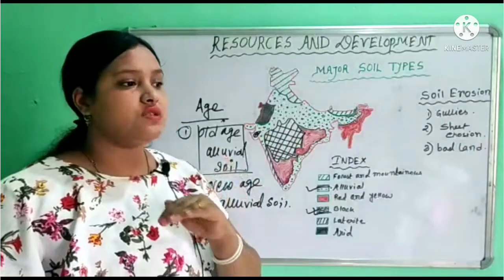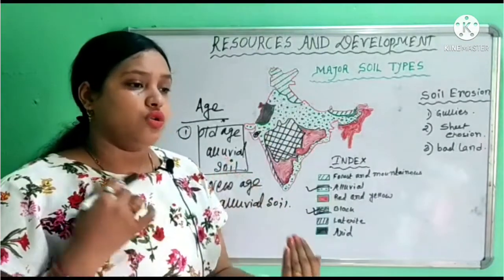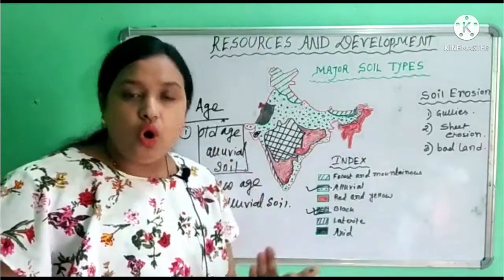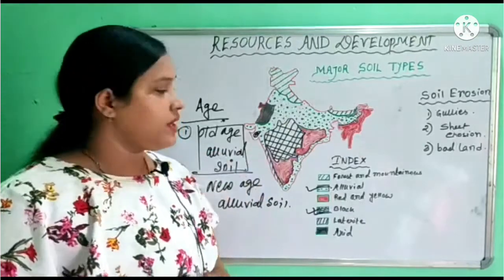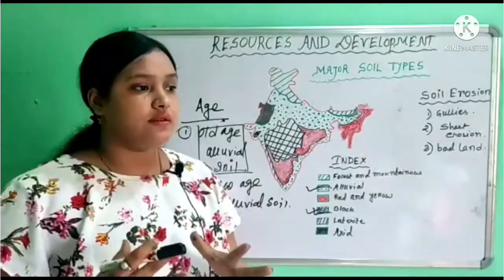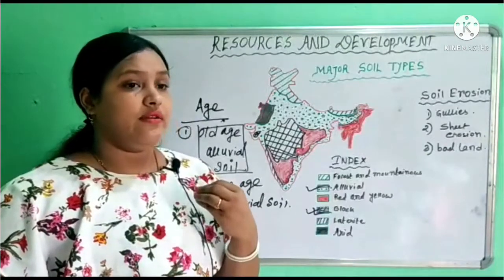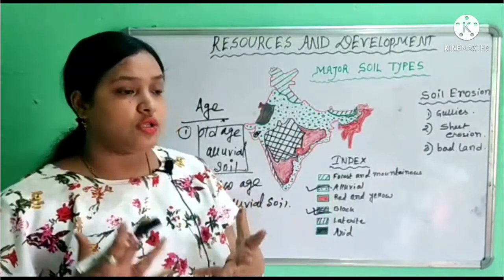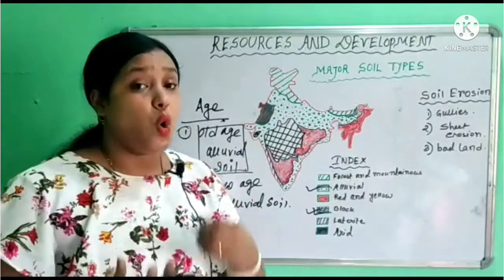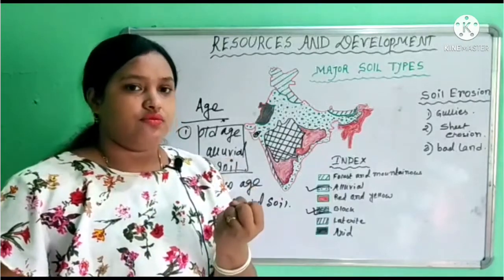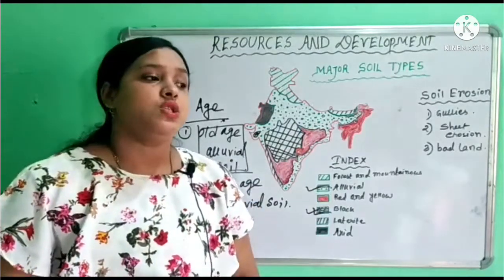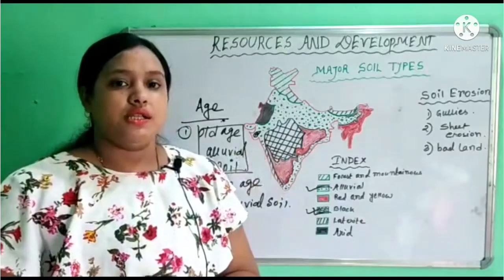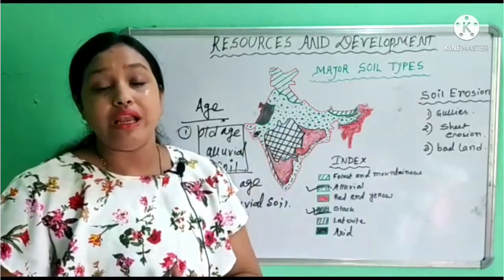Black soil is very suitable for cotton cultivation. And black soil is very important, we remember this soil because of its characteristic that it holds moisture for a long time. So these are some of the characteristics of black soil in India.